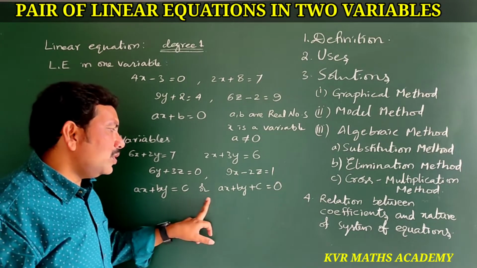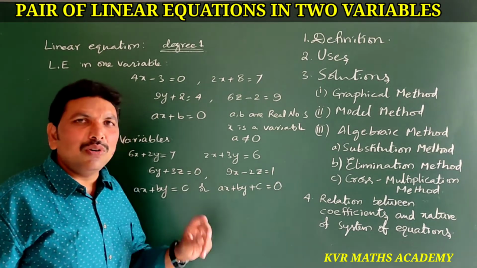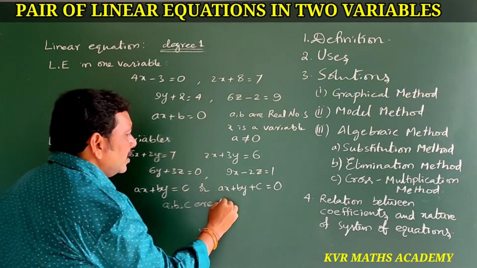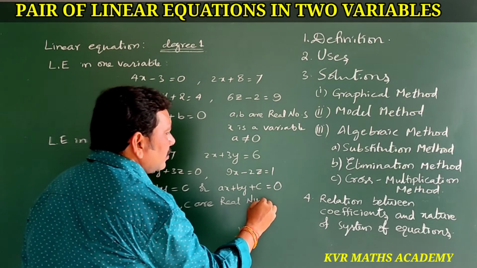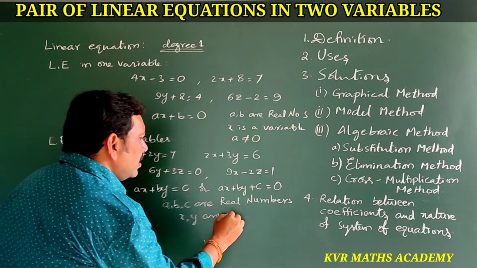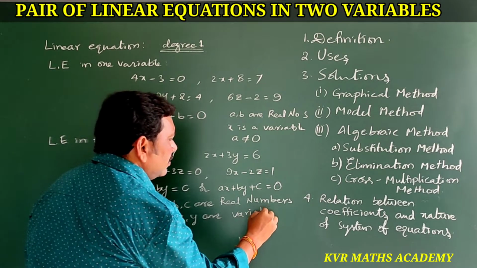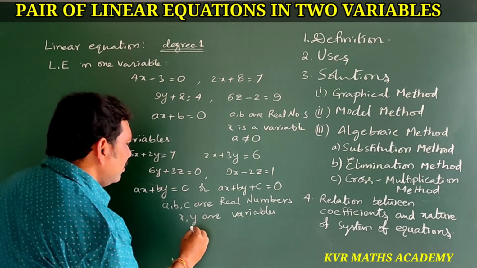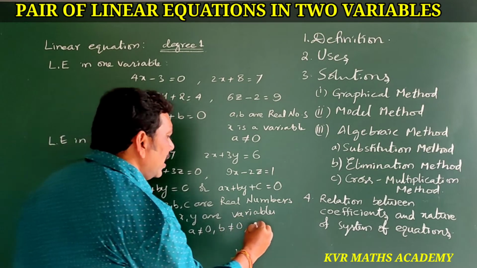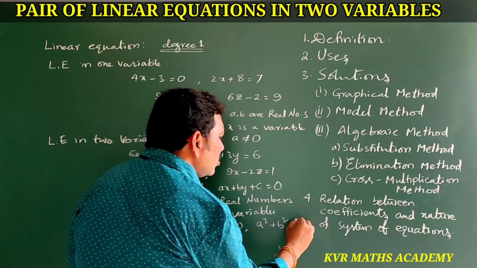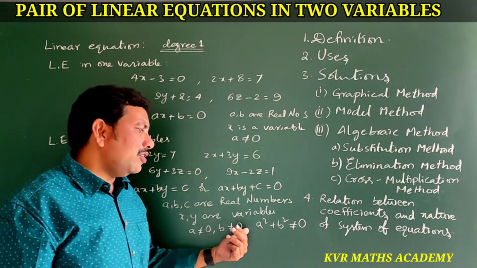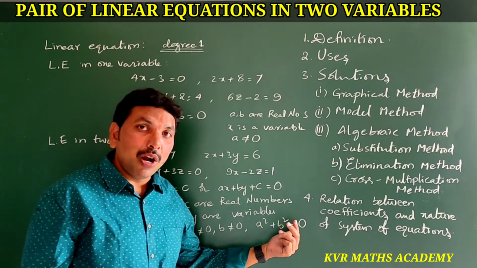ax plus by is equal to c, or ax plus by plus c is equal to 0, where a, b, c are real numbers, x, y are variables. Next, a should not be equal to 0, b should not be equal to 0, and together a square plus b square also should not be equal to 0.